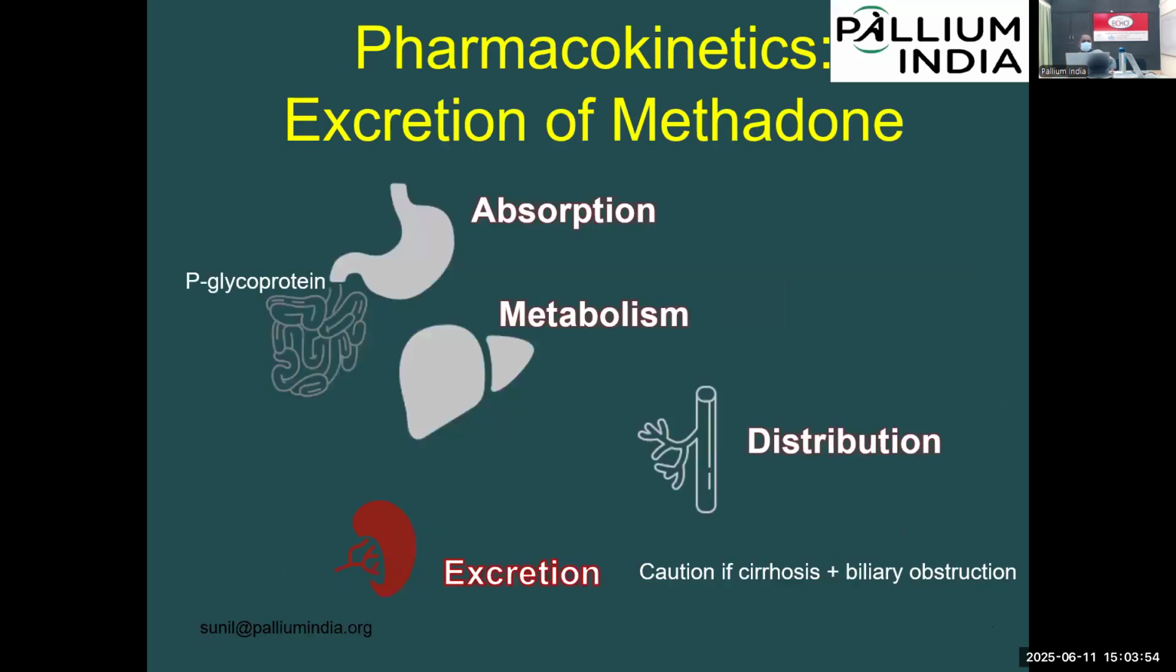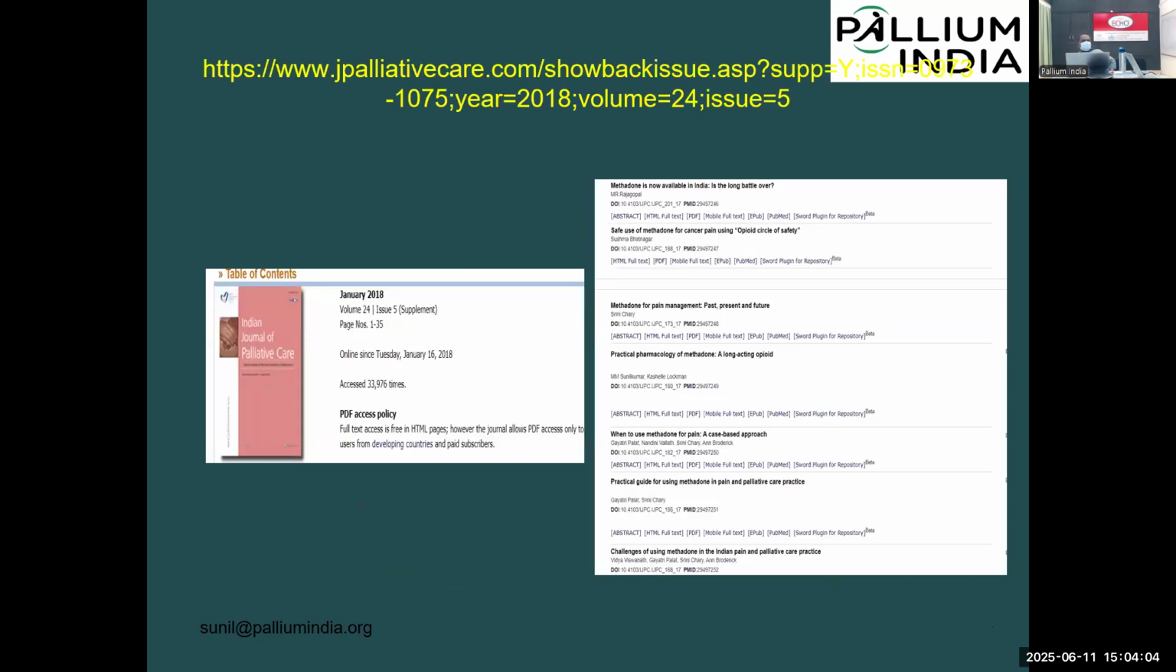And like morphine, methadone is metabolized in the liver by cytochrome P enzymes. Many other medications are also metabolized by cytochrome P enzymes. So there would be a lot of drug interactions. That is another important point about methadone. You have to be careful with drug interactions while you prescribe methadone to a patient, because many patients would be on many medications which are metabolized through cytochrome P enzymes.